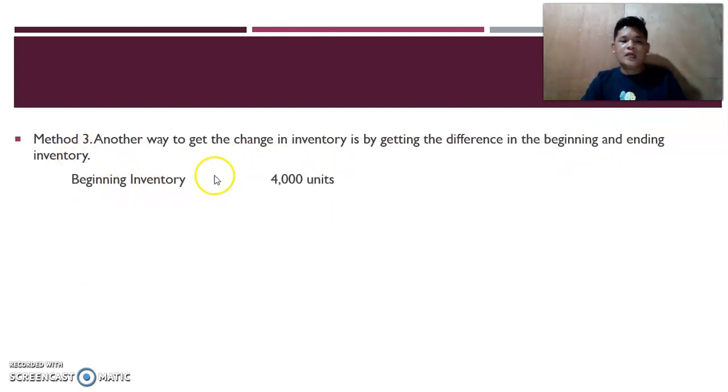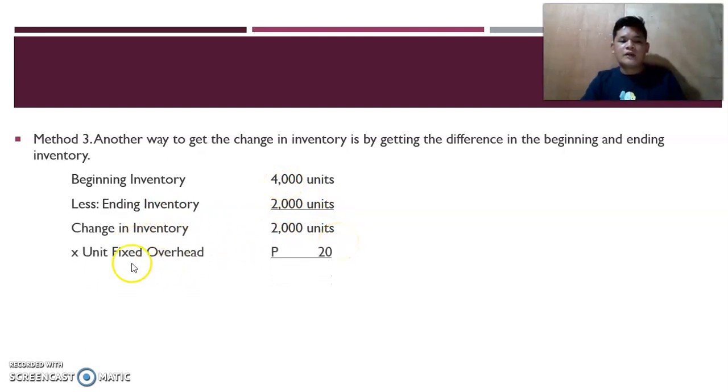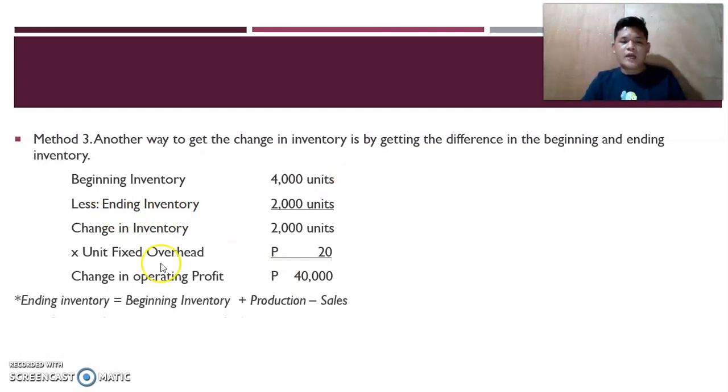So, this is the beginning inventory, 4,000 units. Ending inventory, 2,000 units. Change in inventory, 2,000, multiplied by unit fixed overhead na 20 pesos. Change in operating profit, 40,000. Now, class, the question is, paano nakuha itong ending inventory? Saan ito galing? So, this is the formula.